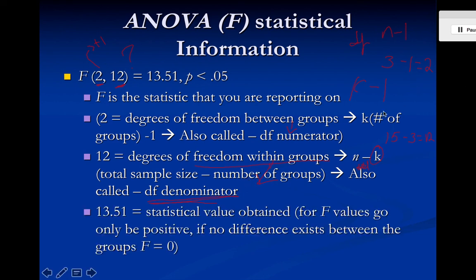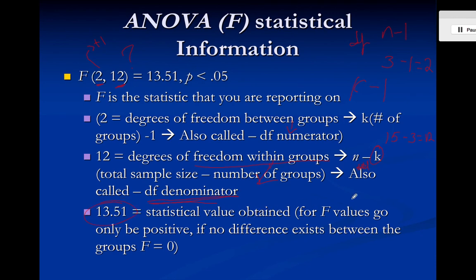The next thing that we have is my statistic, my actual value, which is 13.51. This is the value that I obtained from doing my omnibus statistical test. In other words, this is my overall statistical test that compared the three groups. I'm not comparing group 1 and group 2, group 1 and group 3, group 2 and group 3. I'm comparing group 1, 2, and 3 to each other. So across the board, I'm comparing them. That's the statistical value that I received for this specific test.